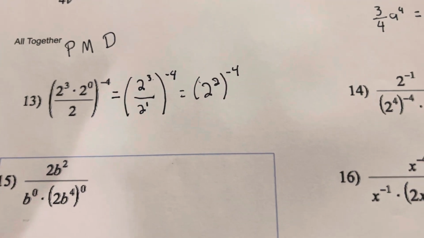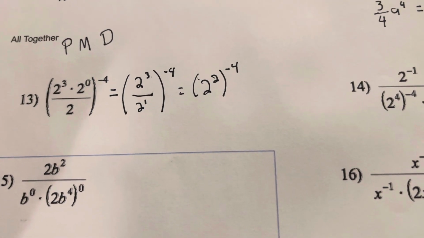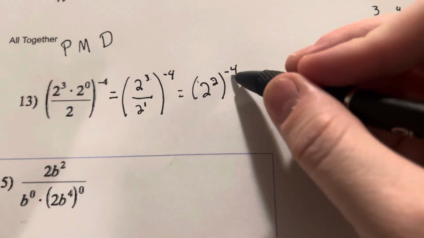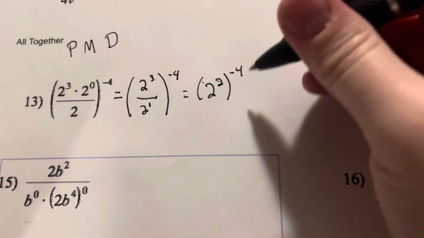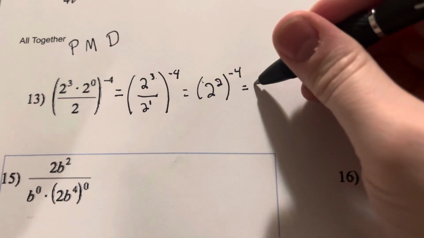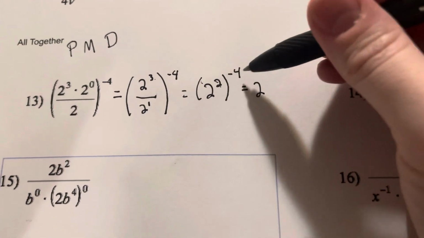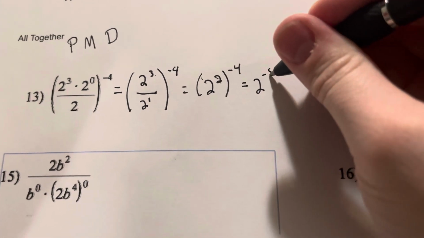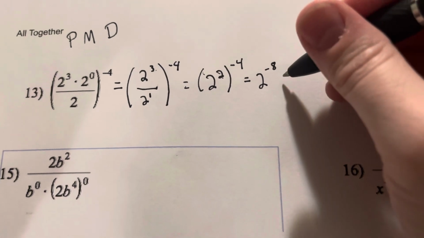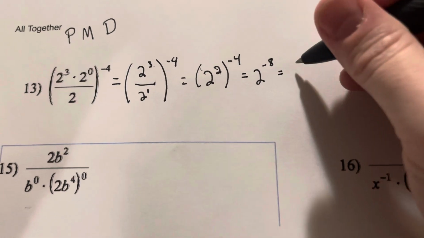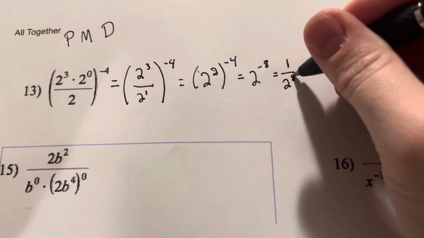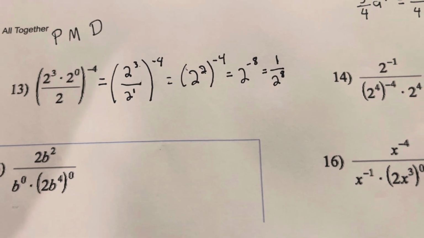Now I've done everything that is inside the parentheses. All that's left to do is the power to power rule, where I need to multiply those two together. So I'm going to get 2 to the negative 8 power. Now, negative 8, we're going to need to fix that so that it is in the denominator, just like that. Voila, we are done.